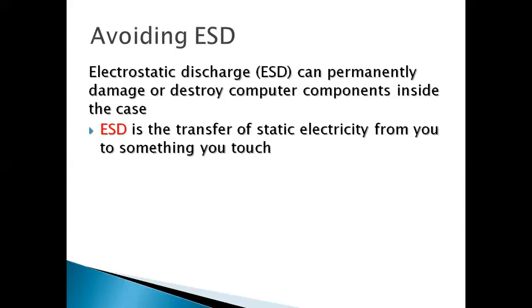So what is electrostatic discharge? Electrostatic discharge is the transfer of static electricity from you to something you touch. It means whenever two people or two devices come in contact with each other and they have different electric charges, there will be a flow of electricity from the component which has a higher negative charge to the component which has a lower charge. So there is a transfer of static electricity from you to something you touch.